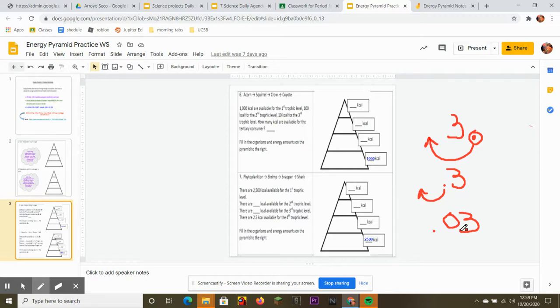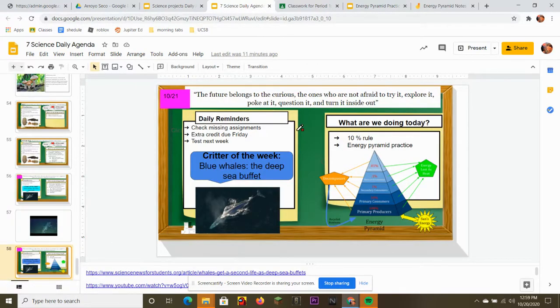So that is all you need to do today for your schedule. So just the 10% rule and your energy pyramid practice.